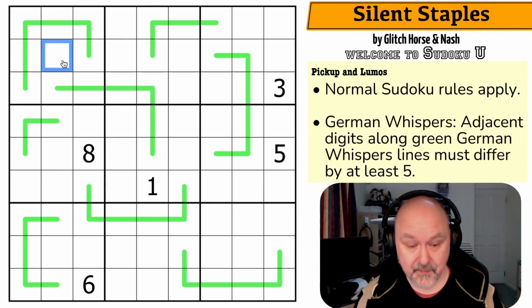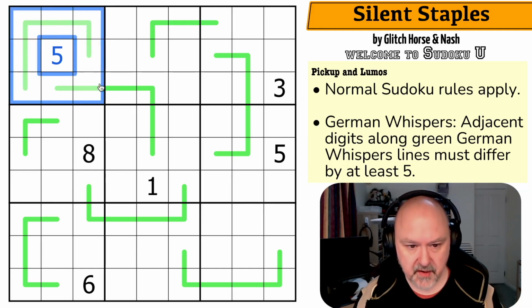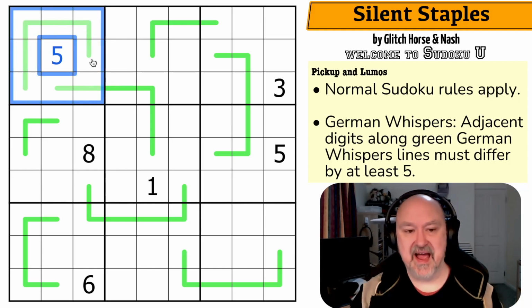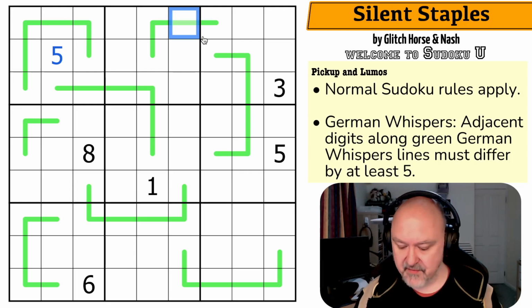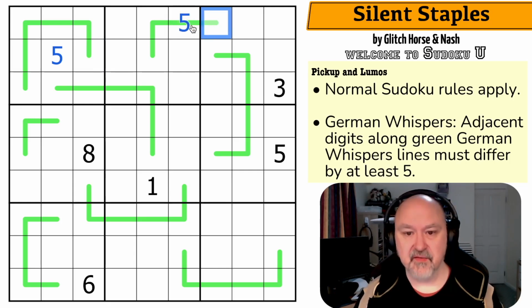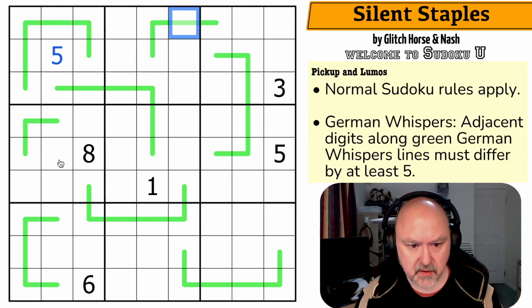So, I can place some 5s in the grid. You can never put a 5 on a German whisper line because of the 5 difference. You must add or subtract 5 next to any digit on a German whisper line. So if I was to put 5 on a line, what would I put next to it? If I add 5, I have to go to 10 or higher. If I subtract 5, I have to go 0 or lower. That doesn't work. So, 5 can never go on a green line.